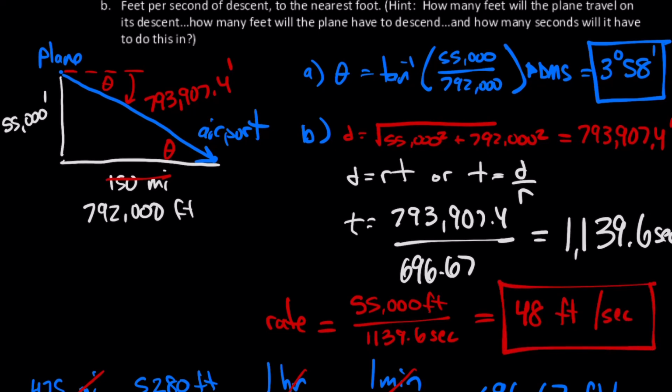Remember, that's not the speed of the plane. What that represents is how fast the plane is dropping in elevation. Every second, the plane drops 48 feet.